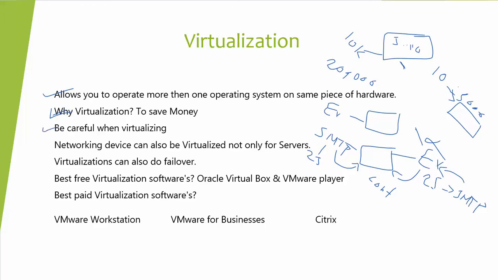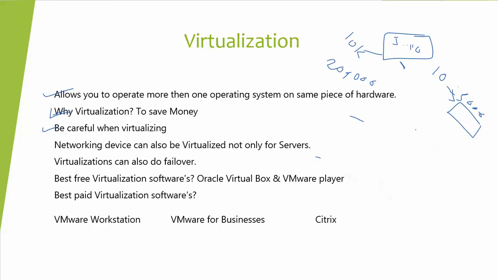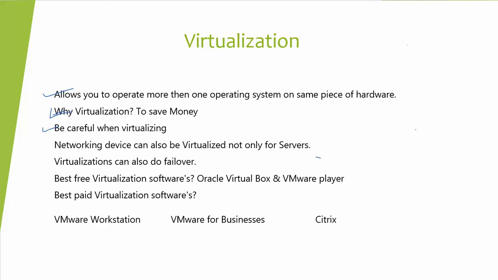And be careful when virtualizing. Being careful means that whenever you plan to do virtualization for your organization, always make sure that you choose a server, a piece of hardware, that is going to meet your requirements. For example, I need a server. If my boss is asking me to buy a server that is going to support Active Directory, Exchange, Skype for Business, and SharePoint Server 2016, I need to make sure that I know the hardware requirements for Active Directory, Exchange, Skype for Business, and SharePoint.